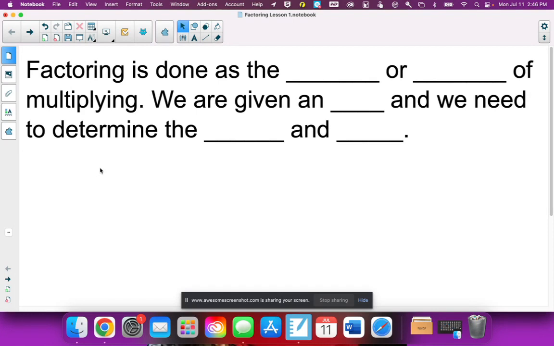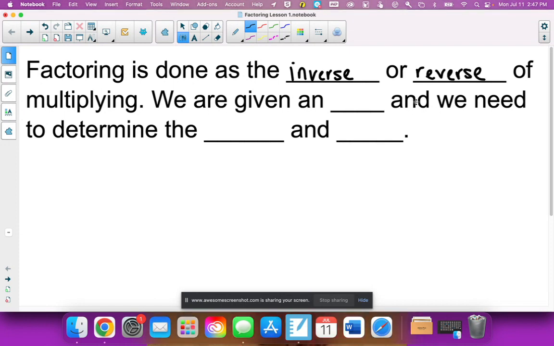Okay, so now that you've mastered multiplication and the distributive property, as I stated before, we are now going to do basically something that is done as the inverse or reverse of multiplying. Okay, and I know you've been taught PEMDAS and everything else, and you're like, oh, that's dividing. It's not quite dividing. Okay, because we don't have like one piece.